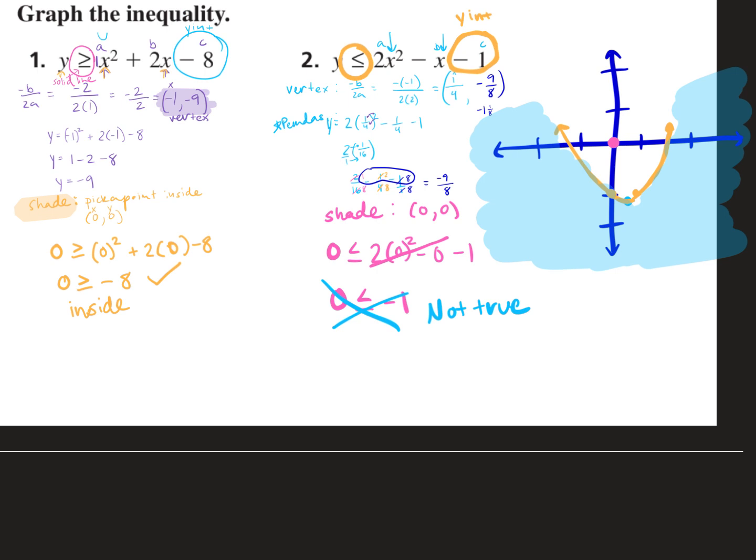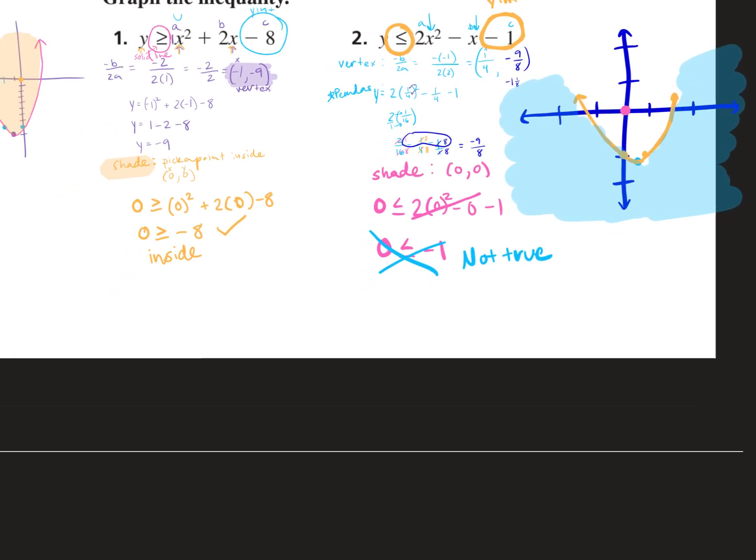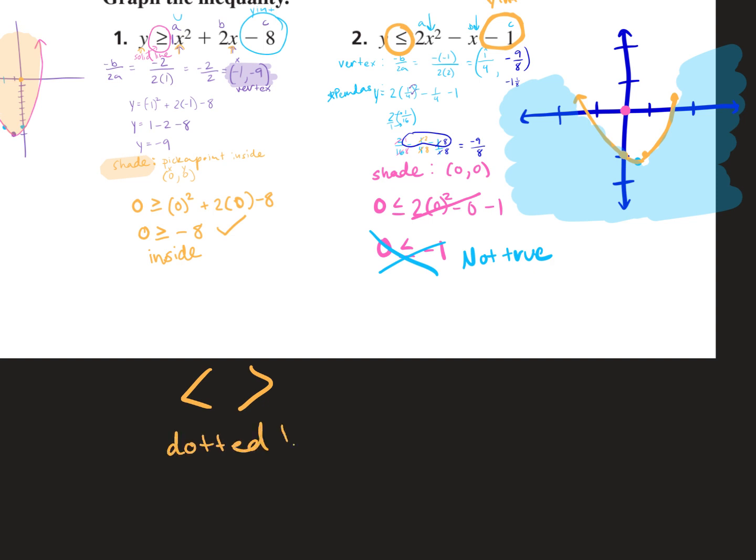Now, a couple things to remember. If it is less than or greater than, you need a dotted line. A dotted parabola, I should say. So it should look like that. If it is greater than or equal to or less than or equal to, it would be a solid parabola.